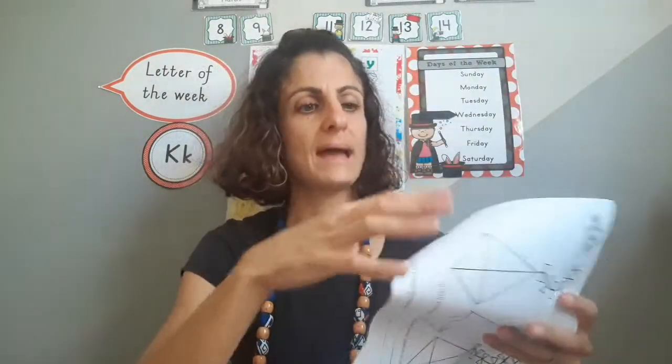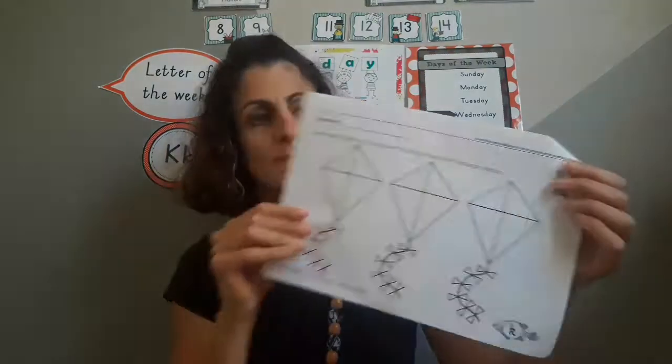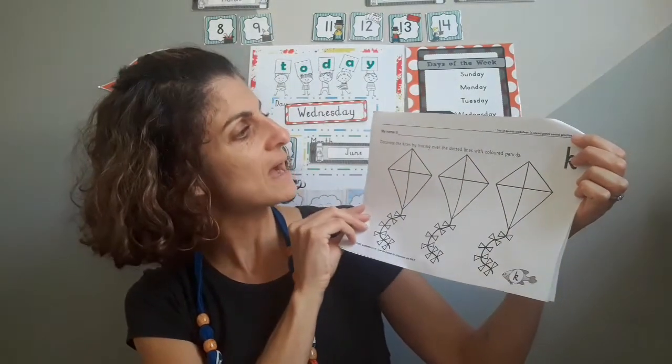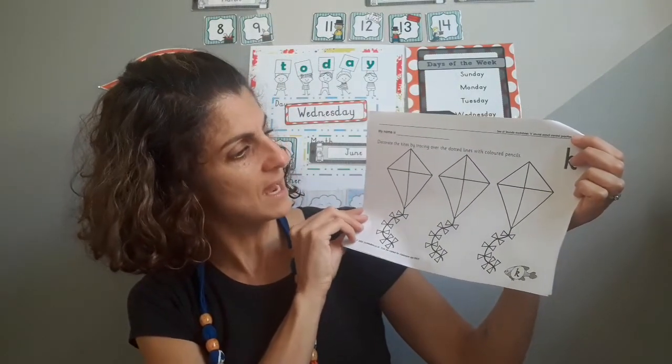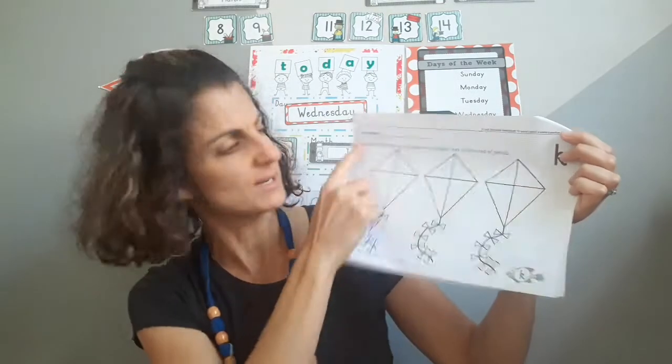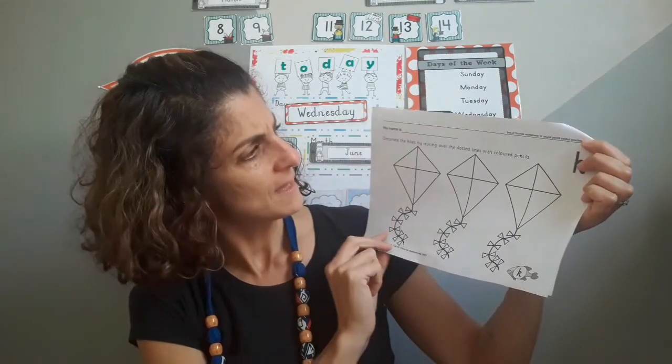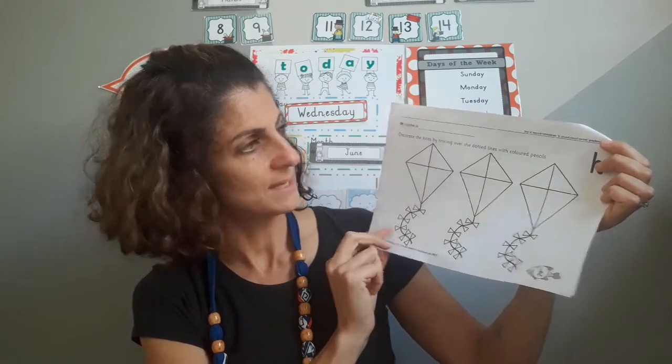And then at the back is a kite page. And it says, decorate the kites by tracing over the dotted lines. Although these lines aren't really dotted, but tracing over the lines. And you can color them in as well. And I wonder if some of you made your other kite. Did you enjoy making your kite? I hope you did.